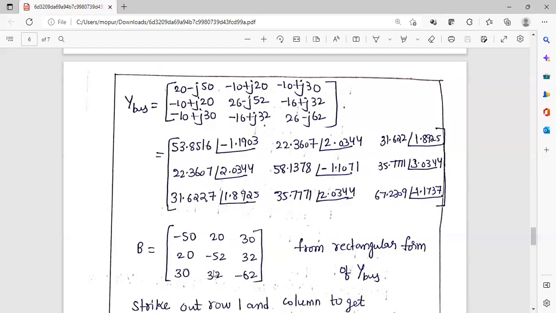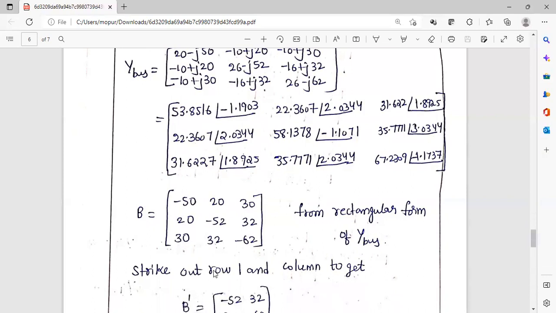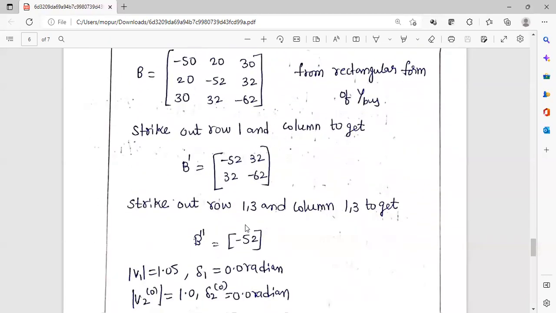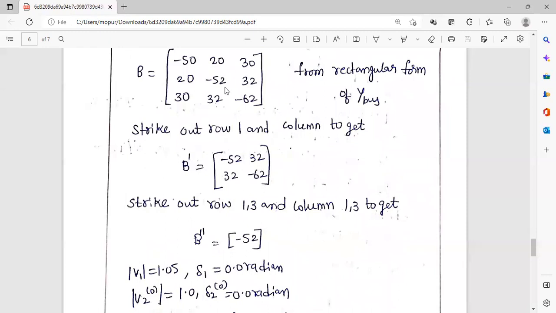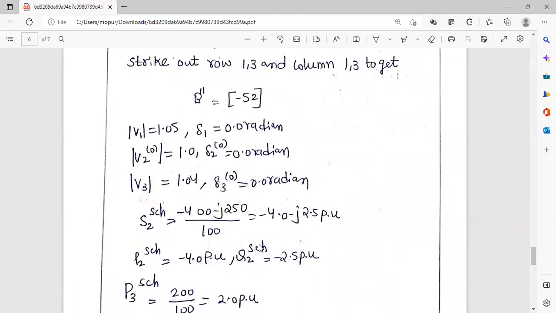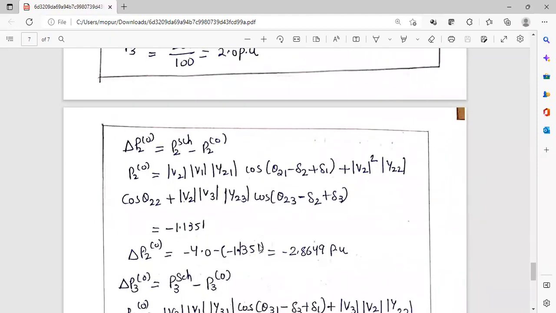After finding B, as I had already mentioned, to get B dash, you should eliminate the first row and first column. Why? Because of the slack bus row and slack bus column. Since the first bus is the slack bus, eliminate the first row and first column to get B dash. Now from the B, you eliminate the slack bus row and slack bus column, as well as the PV bus row and PV bus column. That is the first row and first column, and third row and third column, to get B double dash.